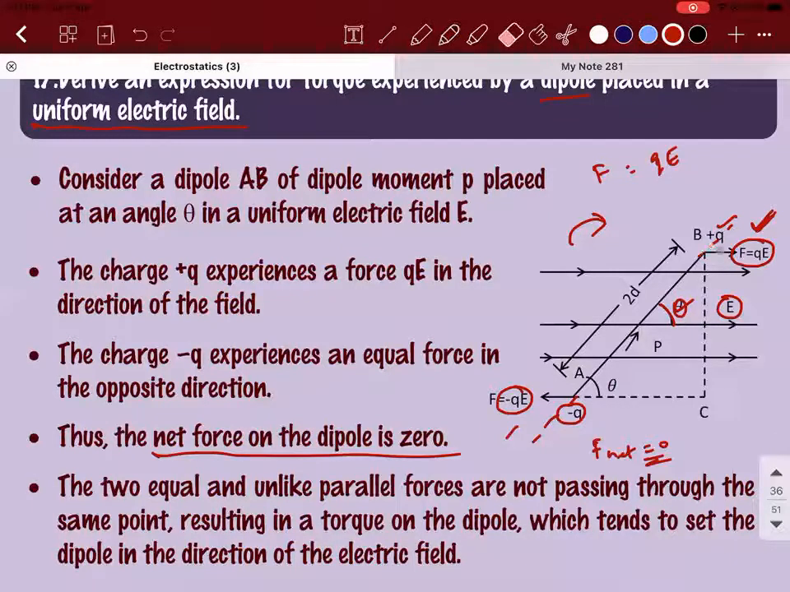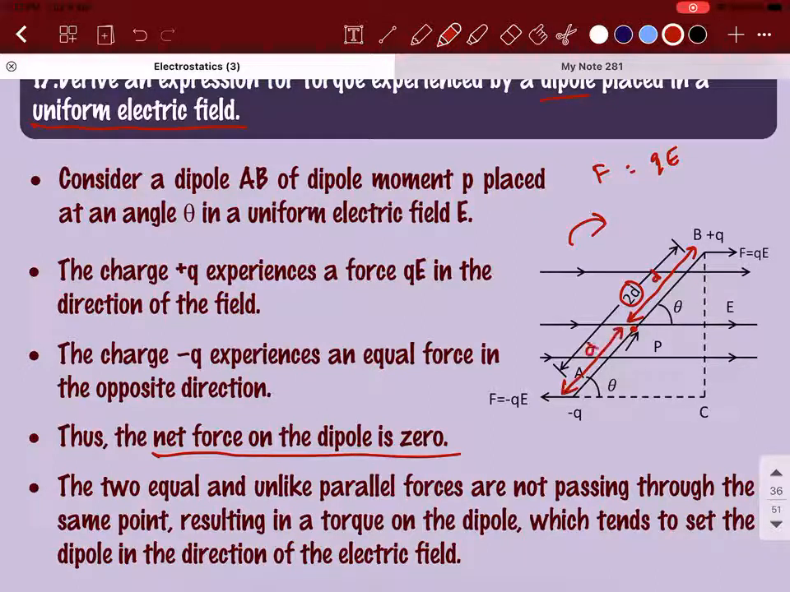The force acting at the point of application is Q into E. And the force acting at the other point of application is also Q into E, in the opposite direction. Let's say the distance between the positive and the negative charges is 2D. Then the axis of this dipole is going to be at the center. So this distance is D, and the other distance is also D. When this angle is theta, how much is this distance going to be?